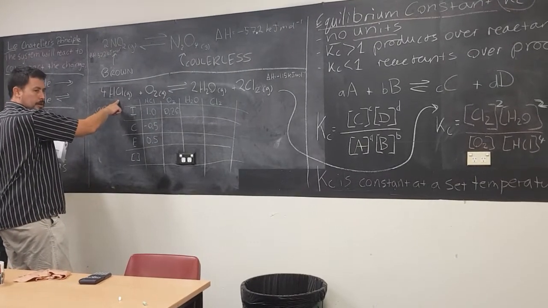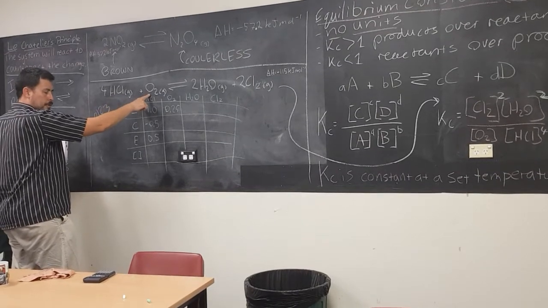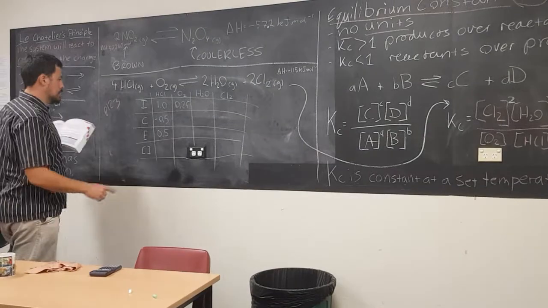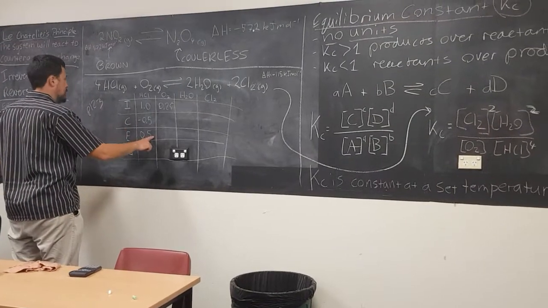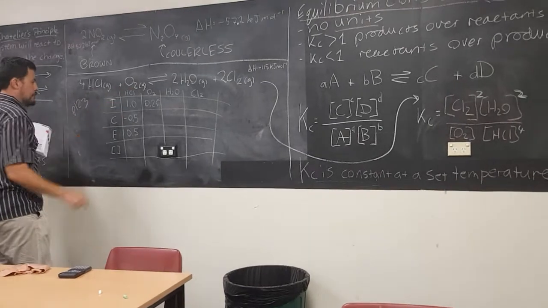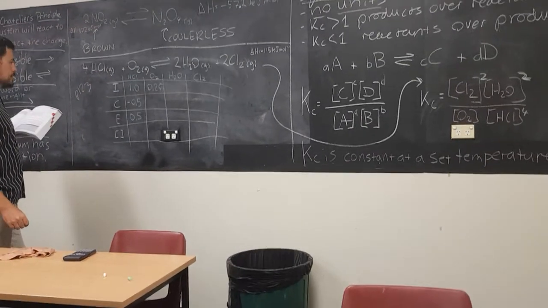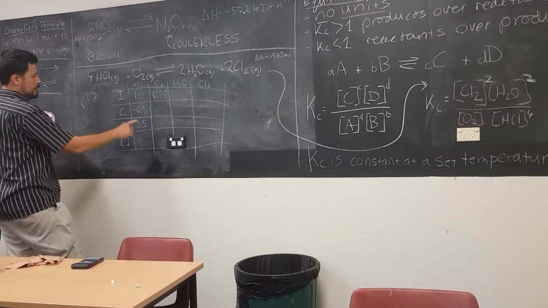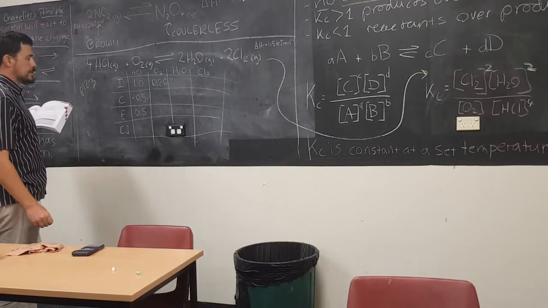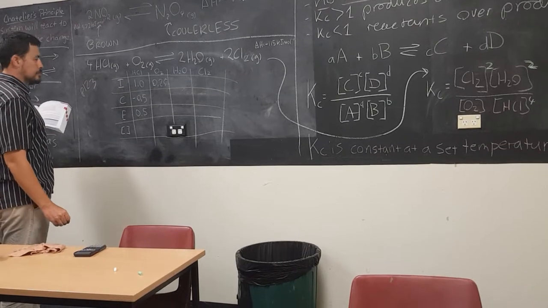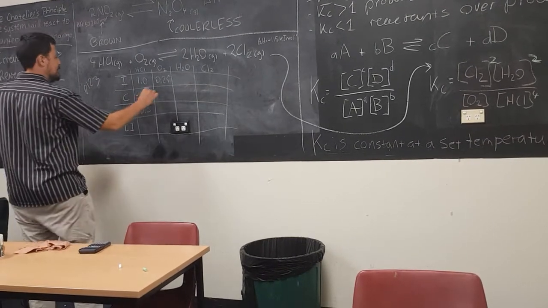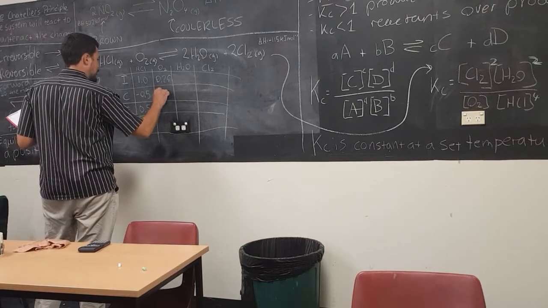Some of that's gone away, and if some of that's going away, is some of that going to go with it? Yes, because they're both reagents. So if that's dropped by 0.5, what's the molar ratio between hydrochloric acid and oxygen? 4:1. So then, what's the change in oxygen going to be? Negative 0.125. Good.